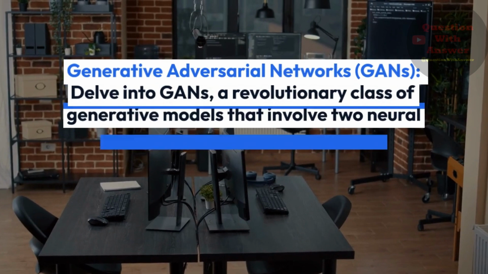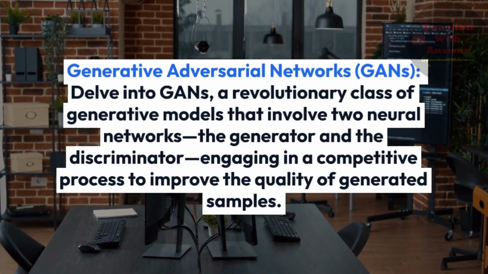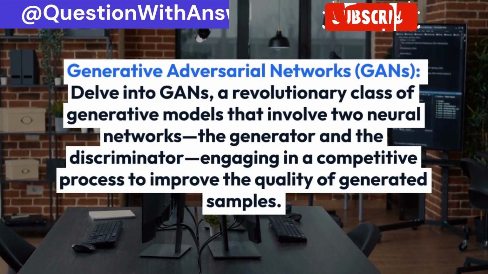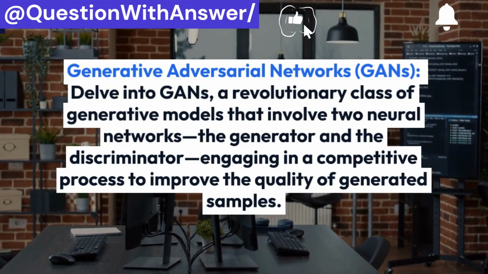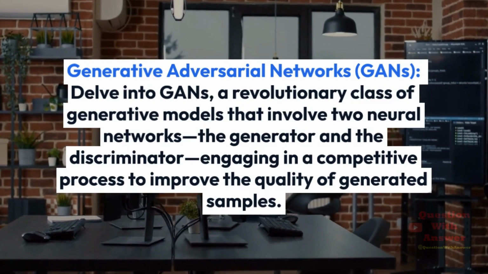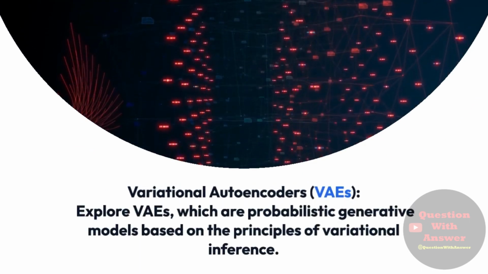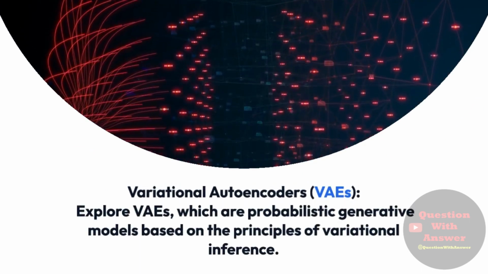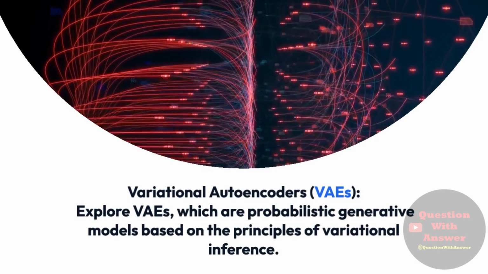Generative adversarial networks or GANs. Delve into GANs, a revolutionary class of generative models that involve two neural networks, the generator and the discriminator, engaging in a competitive process to improve the quality of generated samples. Variational autoencoders or VAEs. Explore VAEs, which are probabilistic generative models based on the principles of variational inference.